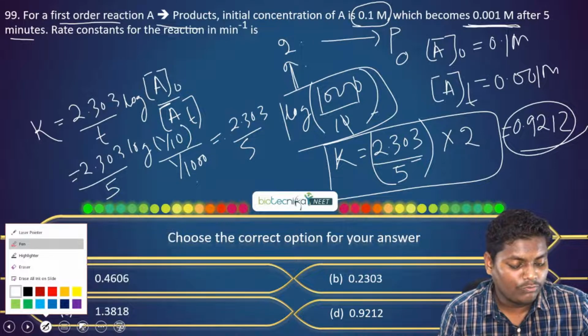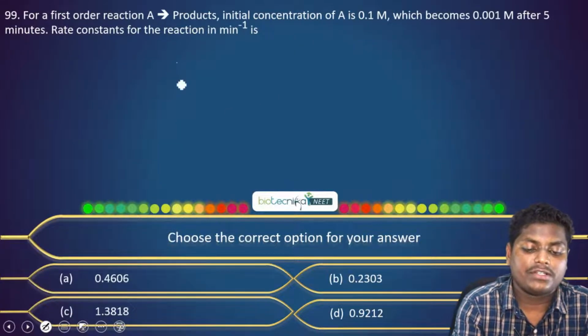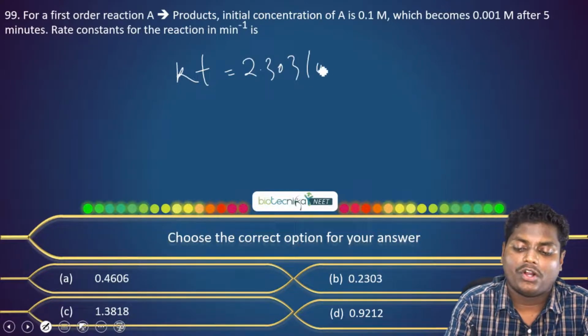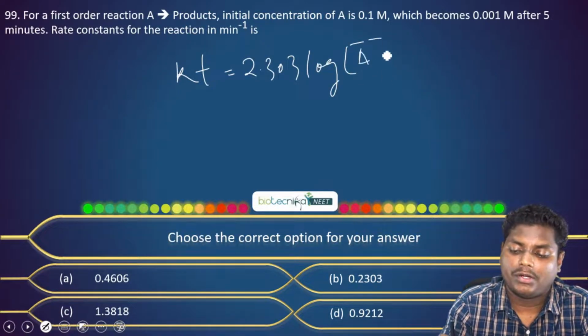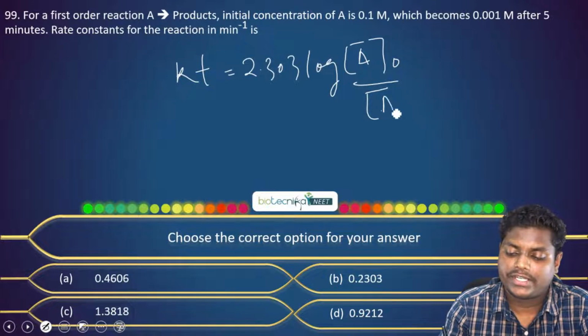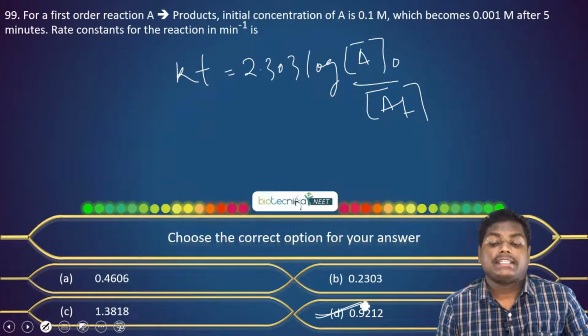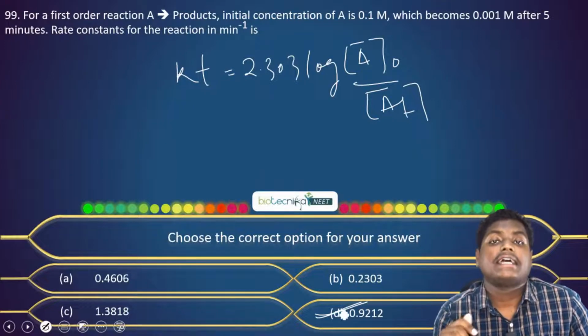The important thing was to remember the first order relation, which is kt is equal to 2.303 log A naught upon At. This is the relation. If you solve it, the correct option is option C. Sorry, option D is the correct option. Okay.